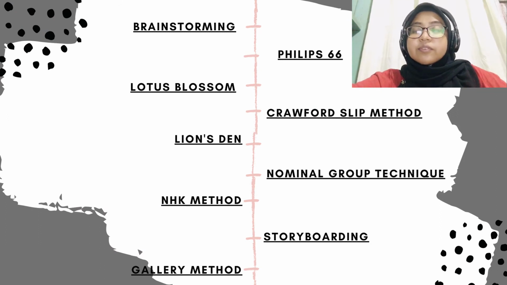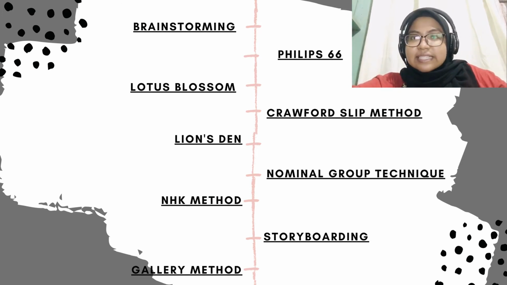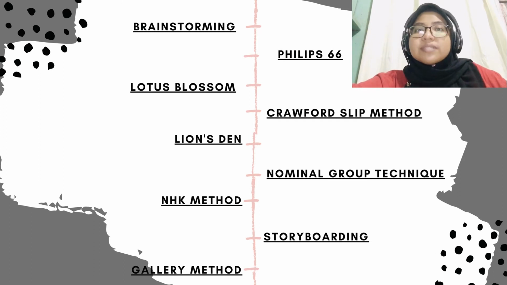Examples of group process for generating alternative technique are brainstorming, Philip 66, Lotus Blossom, Crawford Slip Method, Lion's Den, Nominal Group Technique, NHK Method, Gallery Method, and last but not least, storyboarding. There are also other techniques that are included by the writer in this chapter.